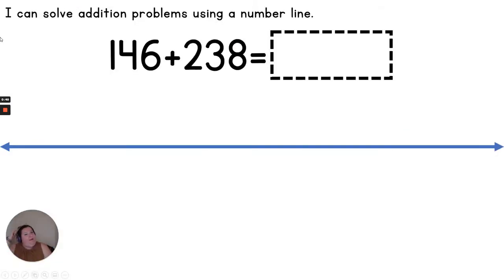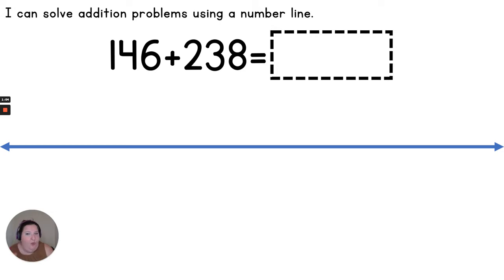Here is the problem that we are going to solve today: 146 plus 238. I've already drawn my line for my number line. And remember, with number lines, they go on and on and on. That's why I have my arrows going both ways. My numbers can get smaller, smaller, smaller, or they can get bigger and bigger and bigger.